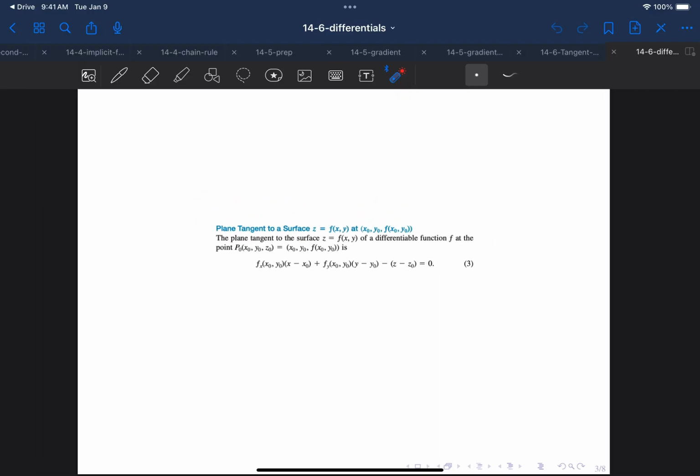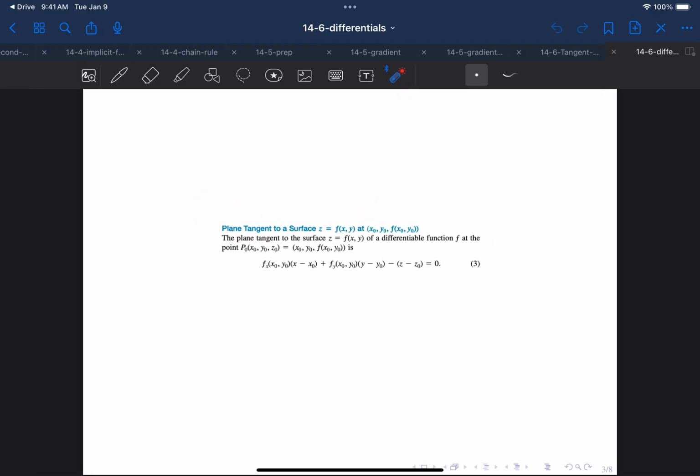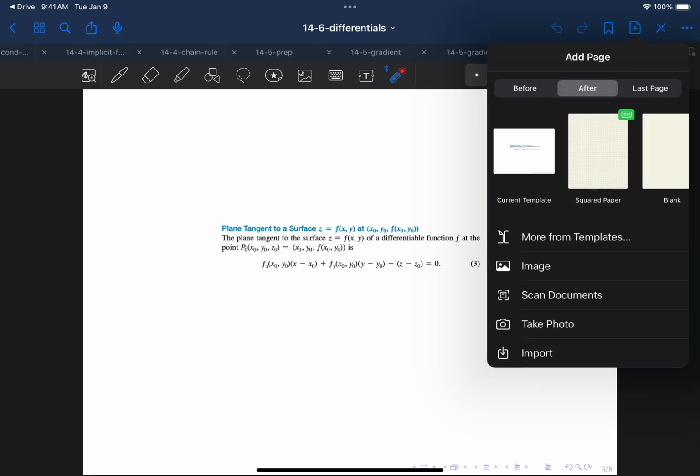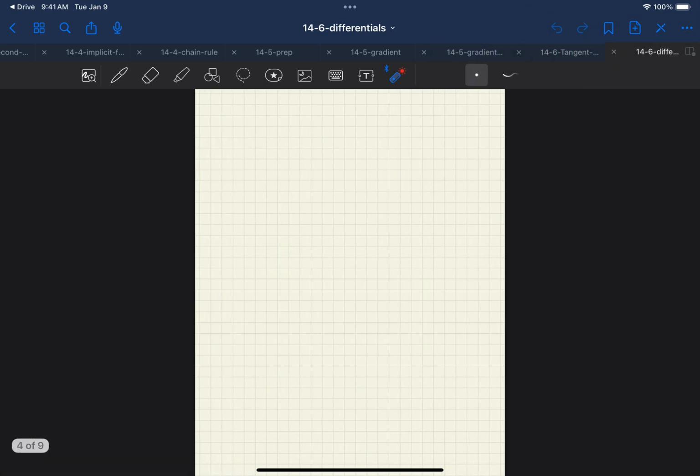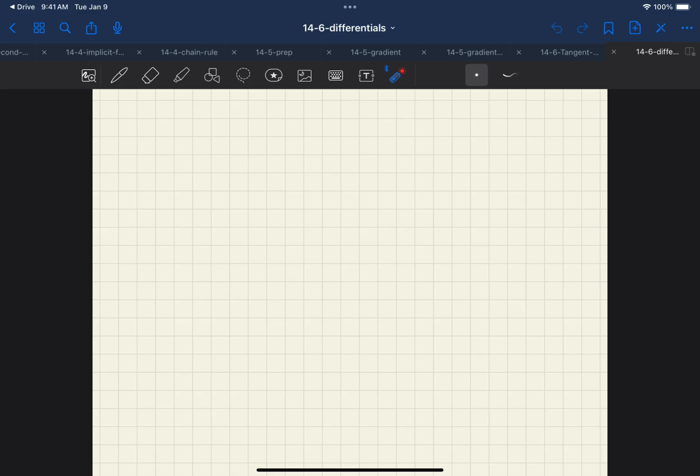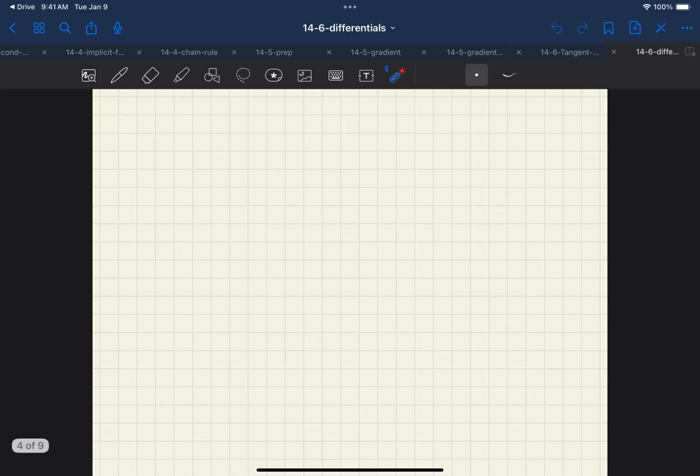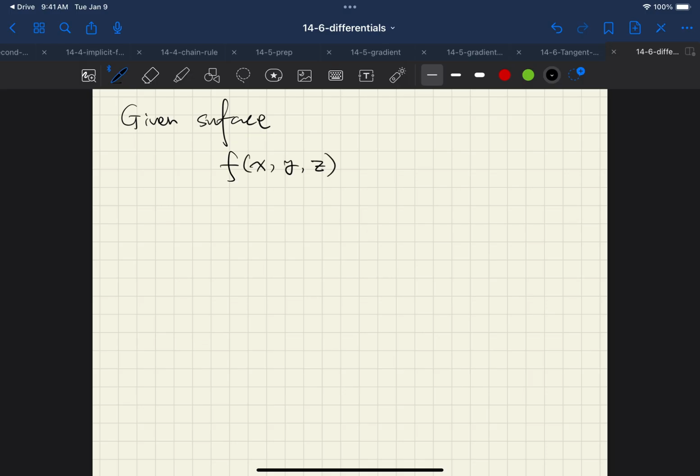So in the previous section, we had talked about a surface, given a surface in 3D space. So in other words, it could be f(x, y, z) equals c, some constant. Maybe we can just do this here, 0.